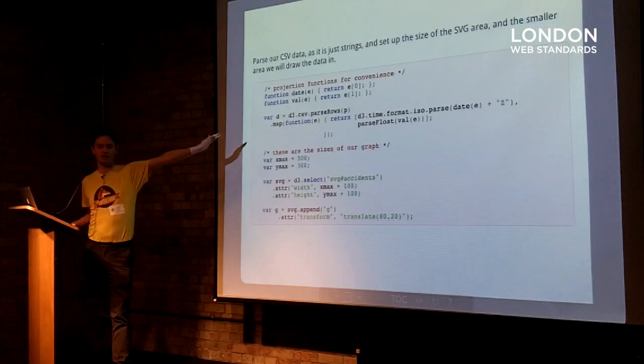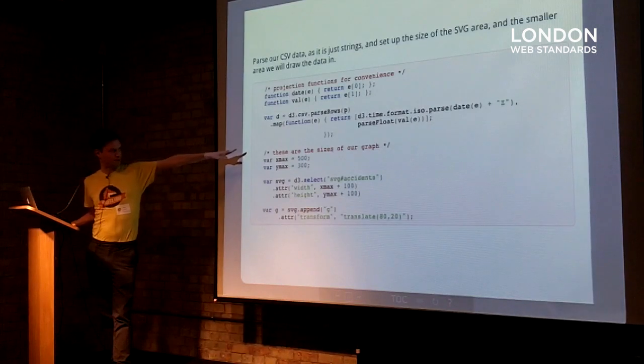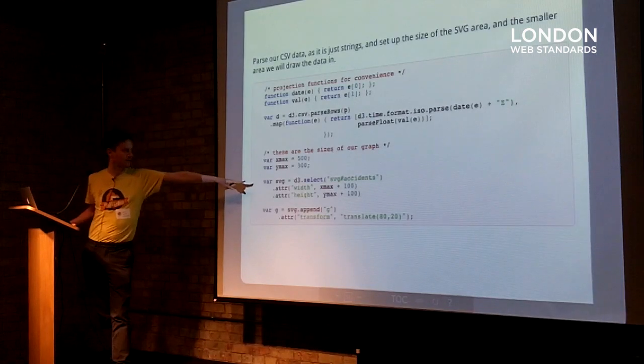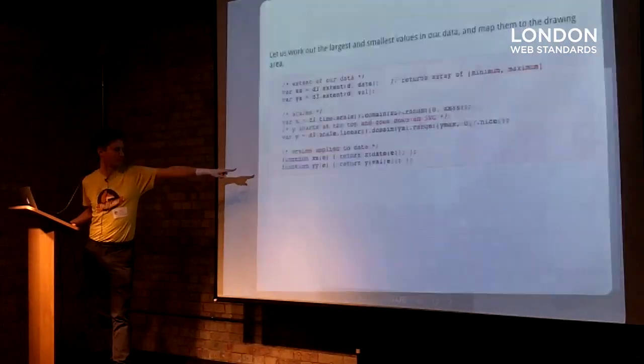Parsing is an annoying thing, again, about working with data, because everything you get in data comes as text, and the first thing you have to do is parse it. So there's always a bit of that. And then we're just going to define a size for our graph. We're going to select our bit of HTML that we should have had in the previous slide.